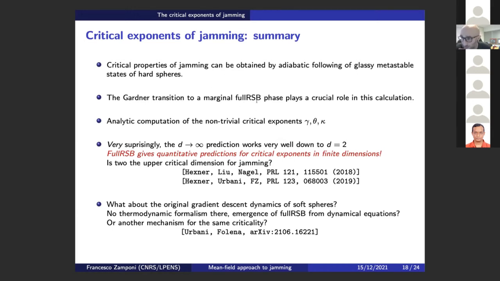We need full RSB. So this fits well into this meeting, because we really need the insight of Giorgio Parisi to use this full RSB structure. And using that, we can obtain analytical results for these exponents that are non-trivial. What is very surprising, at least to me, is that the predictions that you obtain in infinite dimensions work very well in essentially all dimensions.